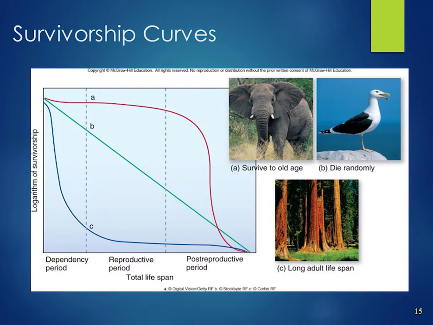Type 2 species have moderate infant mortality and die randomly over time. This is common for many small mammals and birds. Type 3 survivorship is characterized by high infant mortality and only a few individuals living to a mature age. Most fish and many invertebrates exhibit this type of survivorship, type 3.